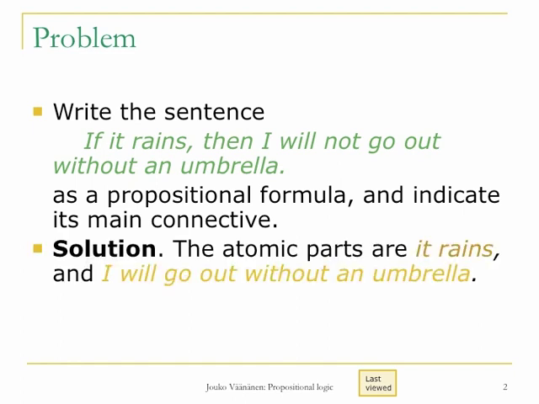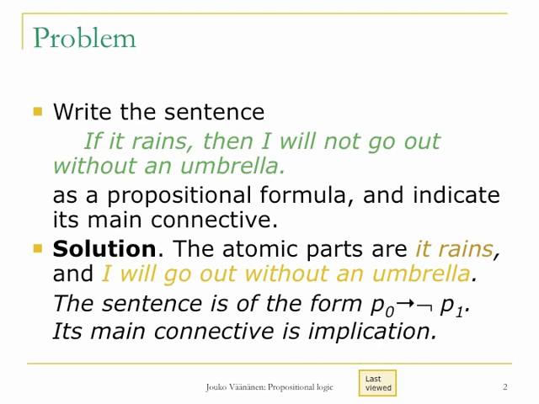Solution. The atomic parts are "it rains" and "I will go out without an umbrella." These are atomic in the context of propositional logic because we cannot build them from smaller parts by means of not, and, or, if then, and if and only if. The sentence is of the form P0 implies not P1. Its main connective is implication.